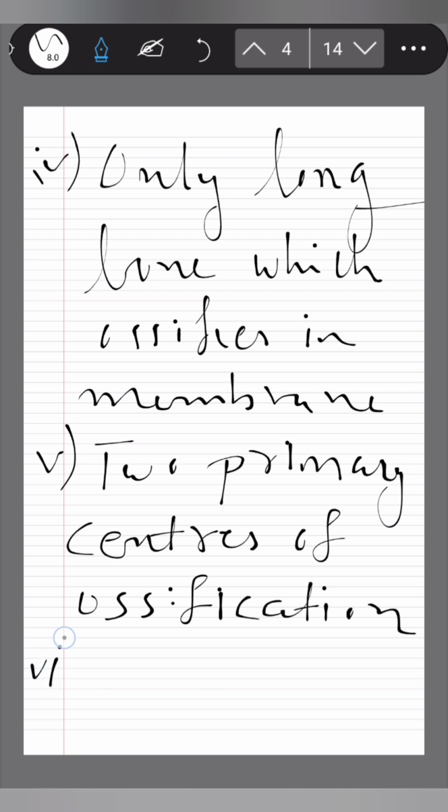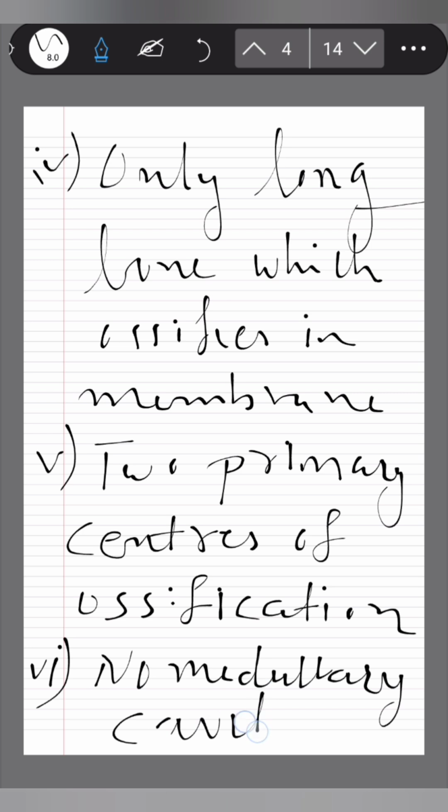Now the sixth peculiarity is there is no medullary cavity in the clavicle bone.